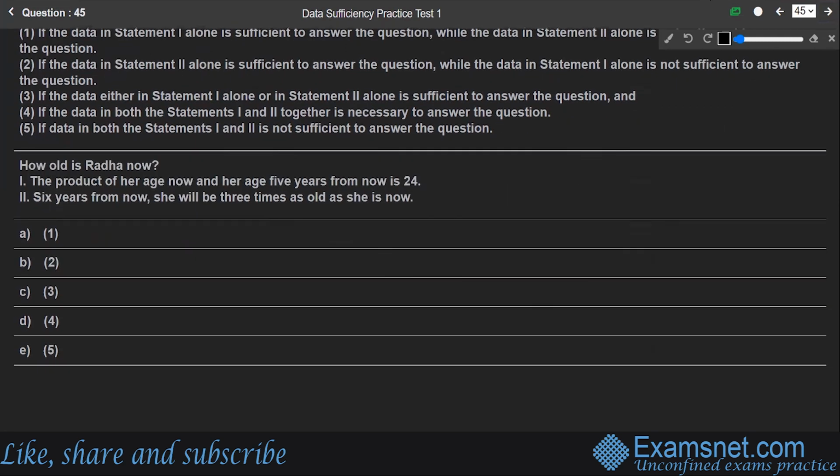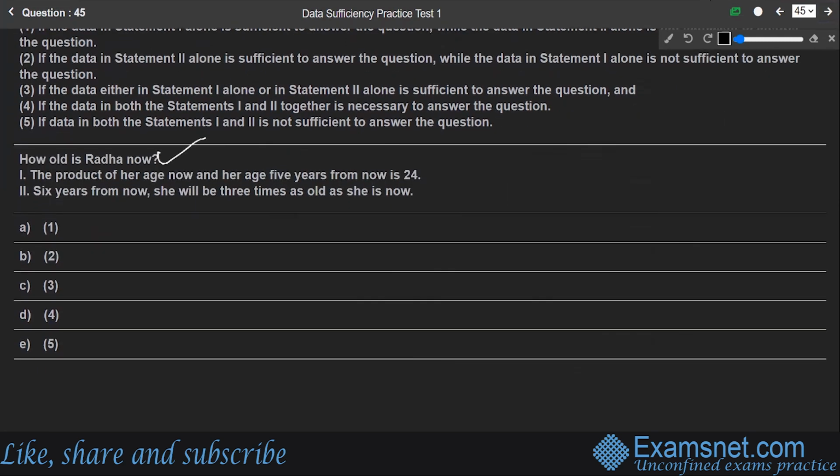Now, the next question is, how old is Radha now? So we have to find out the age of Radha from the information. The first statement is that the product of her age now and her age 5 years from now is 24. So first we have to assume the age of Radha, then only we can apply these conditions, like age after 5 years, age before some years, and things like that.